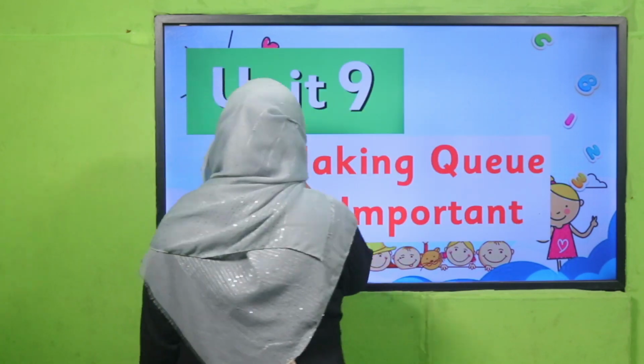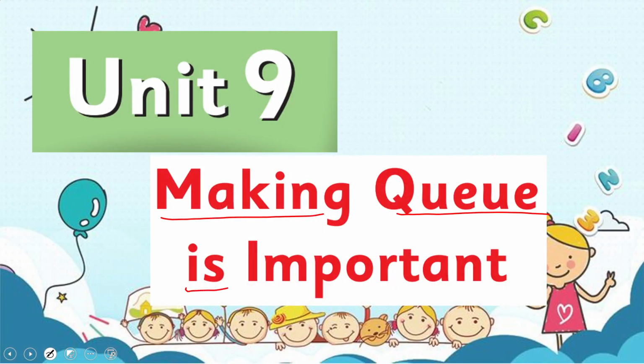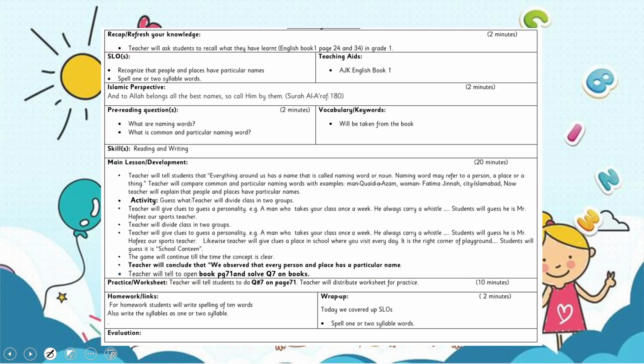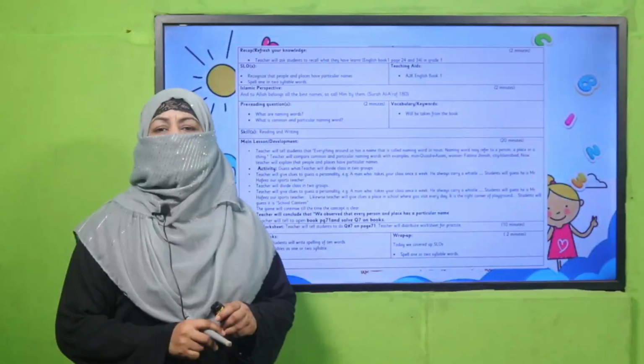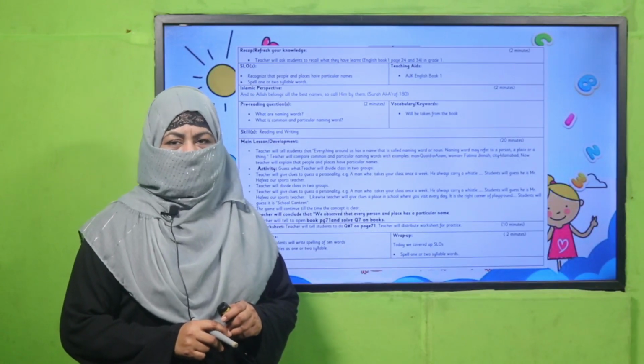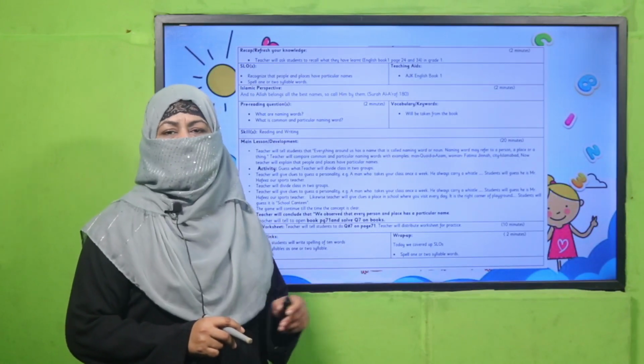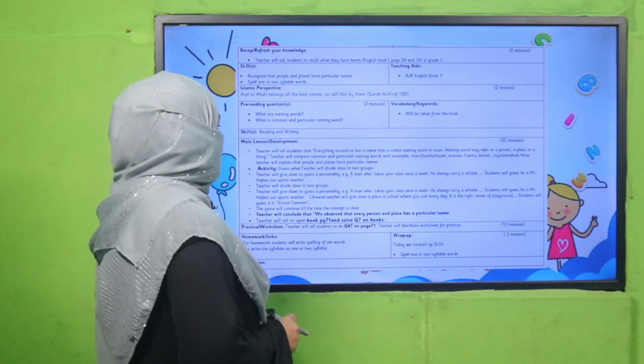We are learning Unit 9. Its title is Making Q is Important. My dear fellow teachers, this lesson plan, PowerPoint presentation and worksheet links are given. You may click it, download it, follow it as it is or modify it for your convenience. I'm going to deliver my lecture according to this lesson plan.